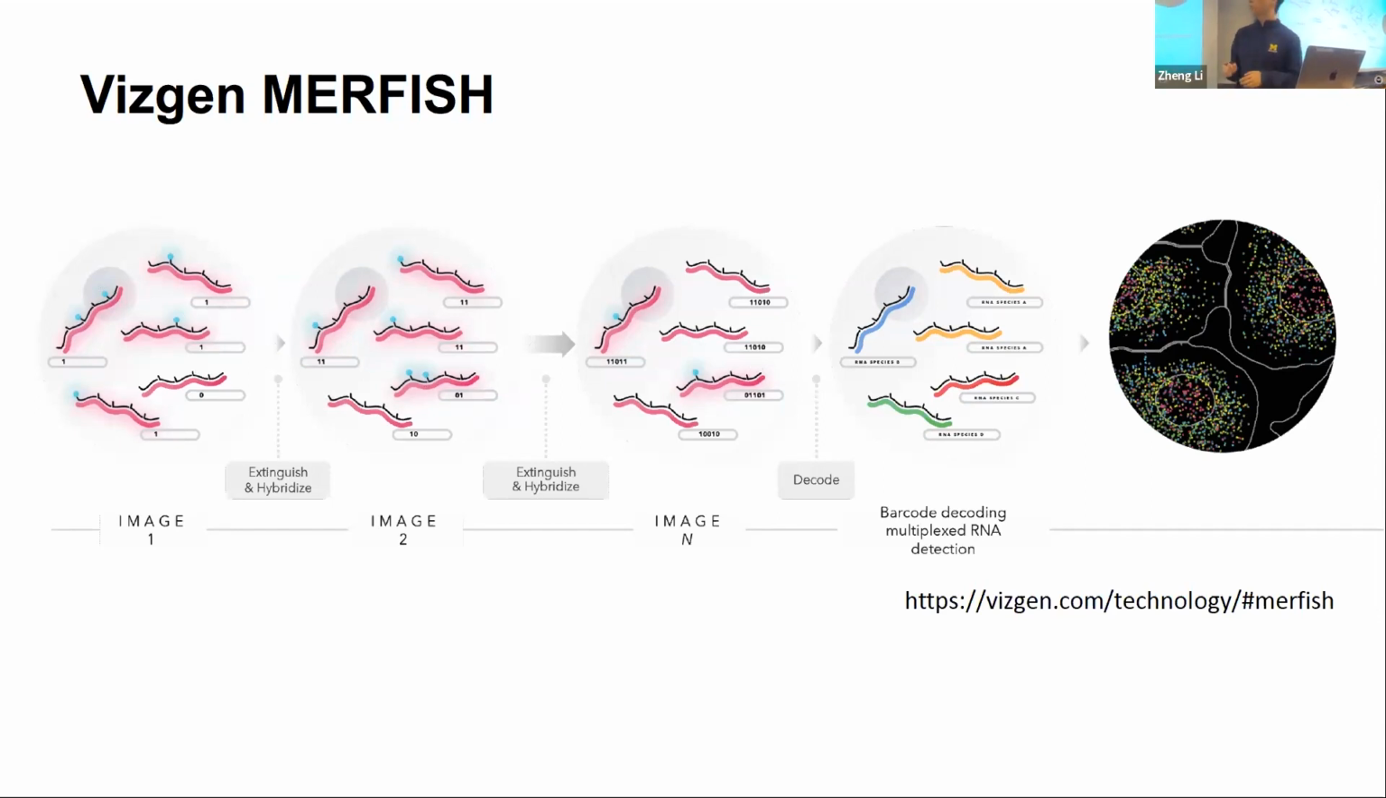These barcodes are pre-specified before the experiment. So you can use the barcode to identify which gene a molecule belongs to, and then directly count the number of molecules as the gene expression data. And for the location information, you can just see it under the microscope.